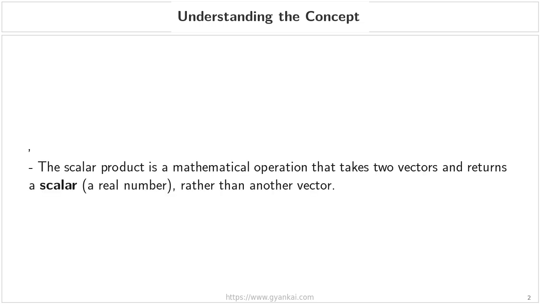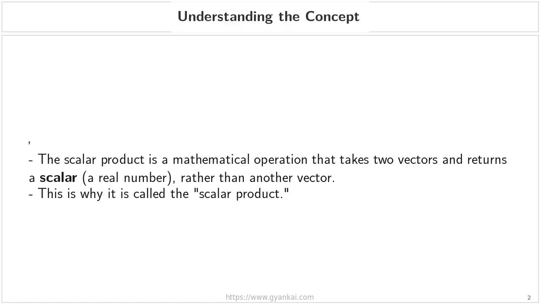Understanding the concept. Now that we've established that vector multiplication isn't as straightforward as the addition or subtraction we studied previously, let's dive into what this operation actually does. First, it is crucial to understand that the scalar product is a mathematical operation that takes two vectors as inputs, but instead of producing a new vector with a direction, it returns a scalar, which is simply a real number. This is the fundamental reason why we refer to it as the scalar product.